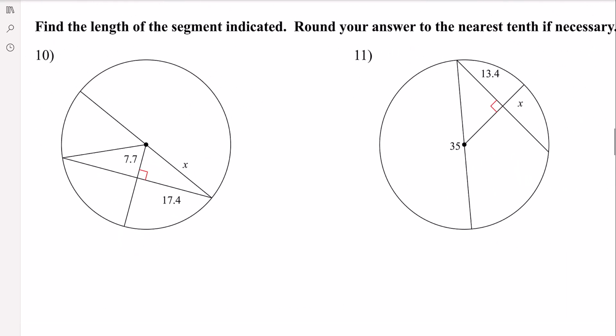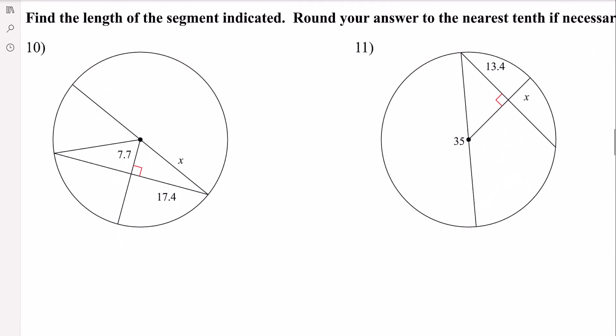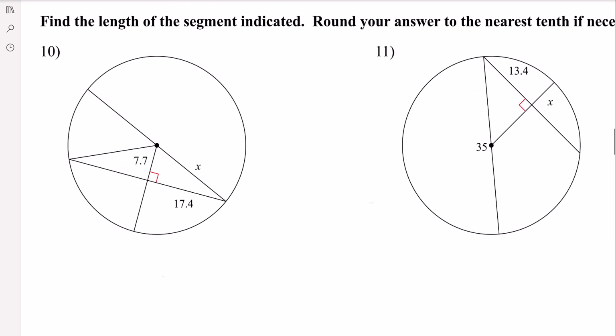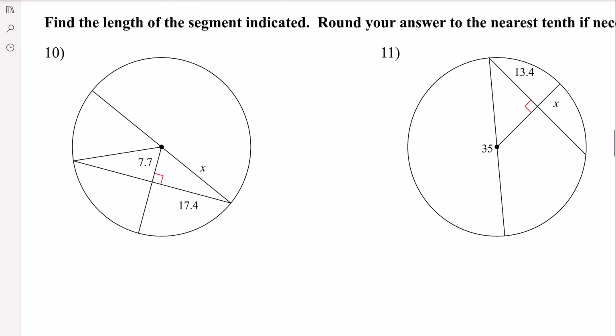Okay, find the length of the segment indicated. Round your answers to the nearest tenth if necessary. All right, so what we're looking for is this measurement. That's the measurement of the radius.